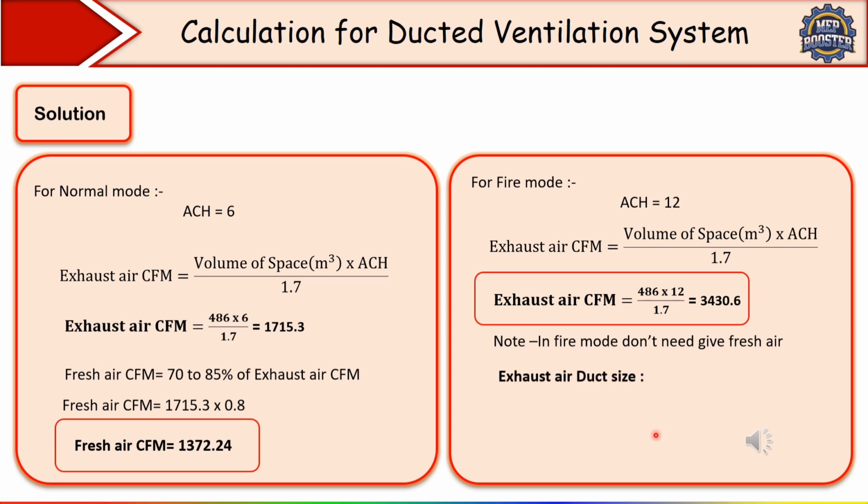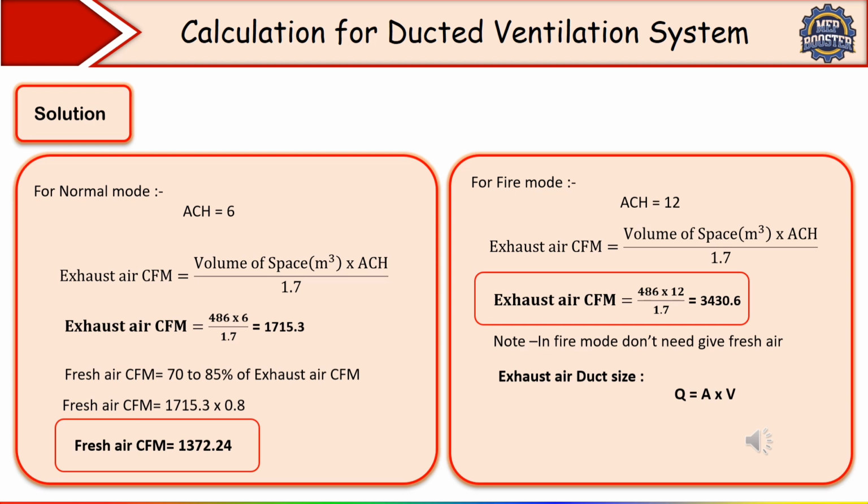Now how to do the exhaust air duct size? See everyone, for that I have told you which formula we have to use: Q is equal to AV, the continuity equation. Here Q is the exhaust air CFM, and how much exhaust air CFM have we calculated?